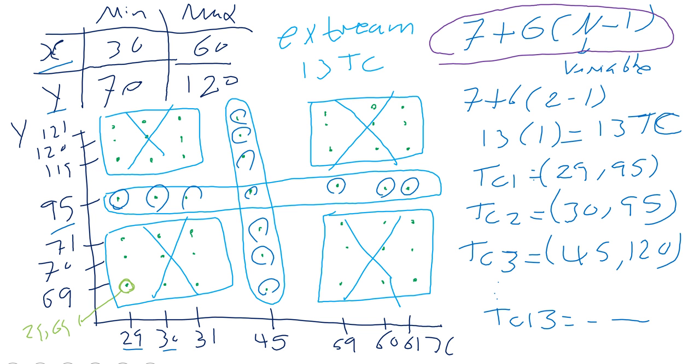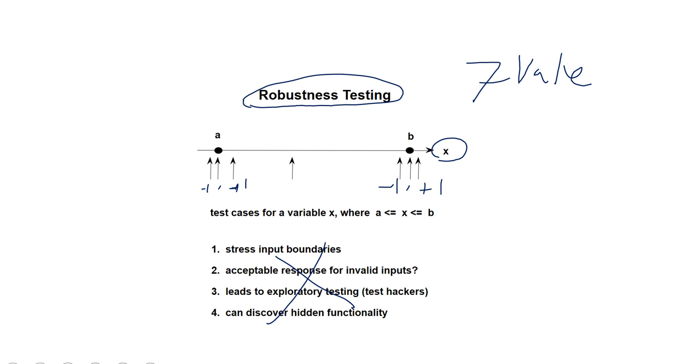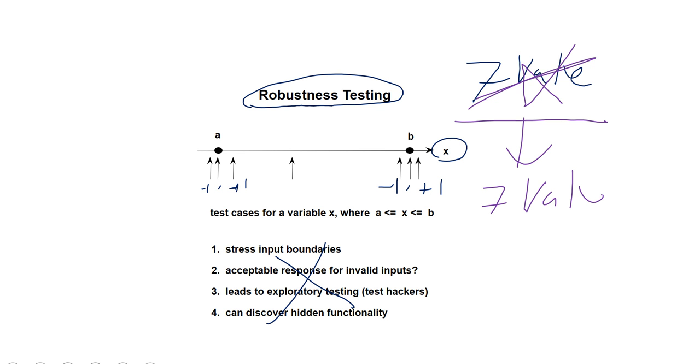So we will apply this rule only if we have two variables or more. If we have one variable, it's by default 7 values, and by default 7 test cases.